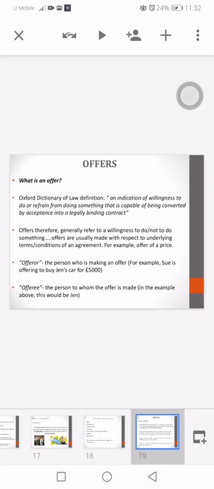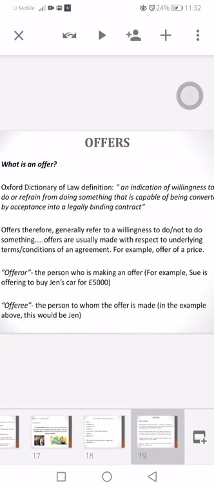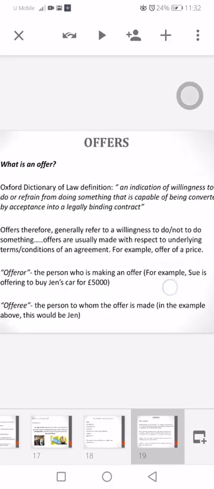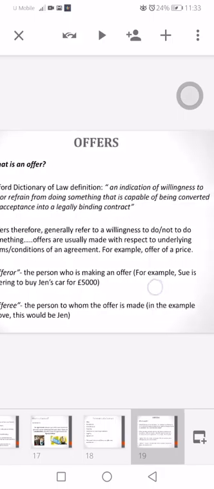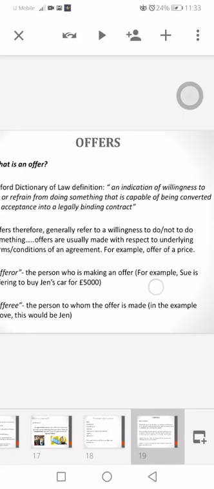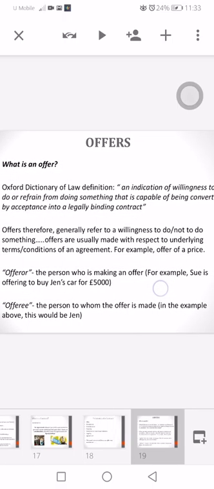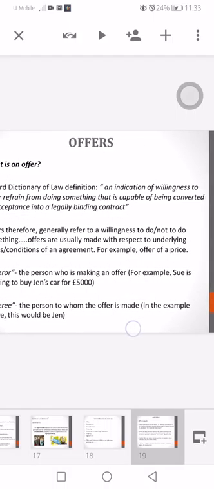Offer. What is an offer? Based on the law dictionary, an offer is an indication of willingness to do or refrain from doing something that is capable of being converted by acceptance into a legally binding contract. Another meaning, an offer is generally a willingness to do or not to do something. Offers are usually made with respect to the underlying terms and conditions of an agreement, for example, an offer of a price.